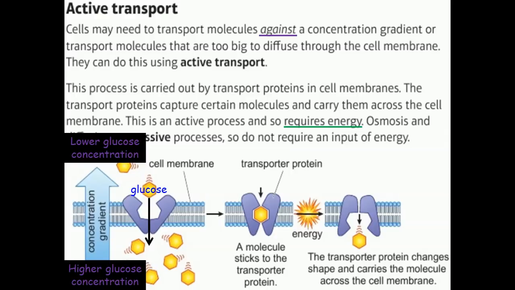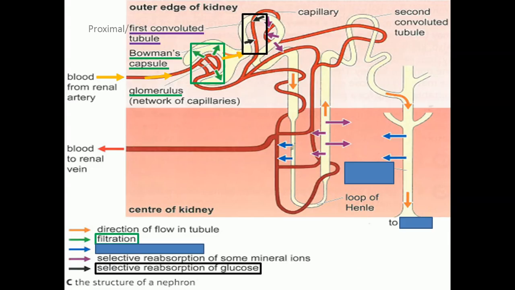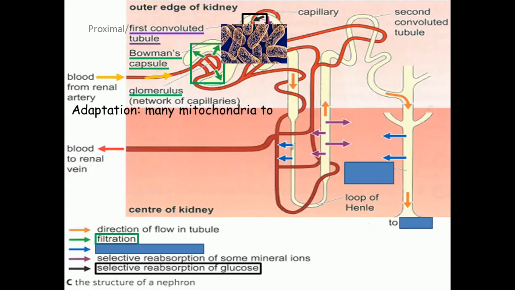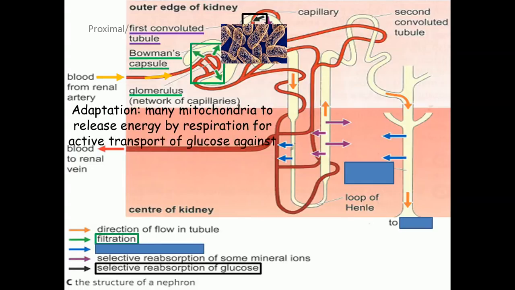And because it requires energy, that means that the first convoluted tubule, those cells in the lining, have got lots of mitochondria. Because they have lots of mitochondria, they could release energy by respiration that could be used for active transport of glucose against the concentration gradient. So this is one adaptation that these first convoluted tubules have.